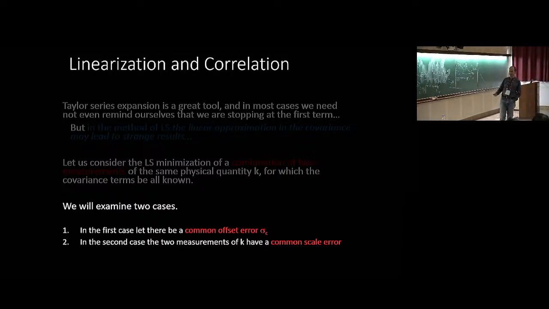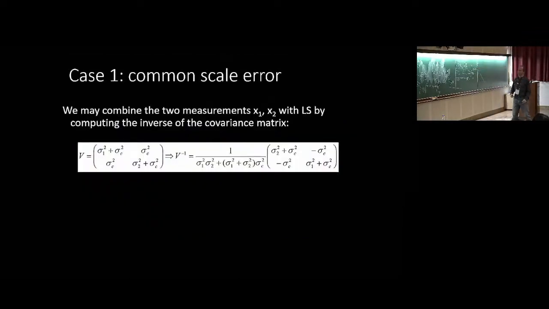Or in the second case, we will look at the two measurements when this is really a scale. In the first case, it was an offset, maybe 2 GeV. In the second case, it's a scale, 1% shift in the jet energy scale. So let's look at these two cases. We have a common scale error.